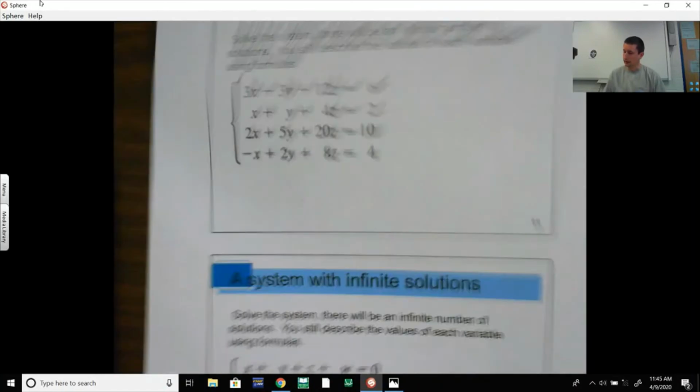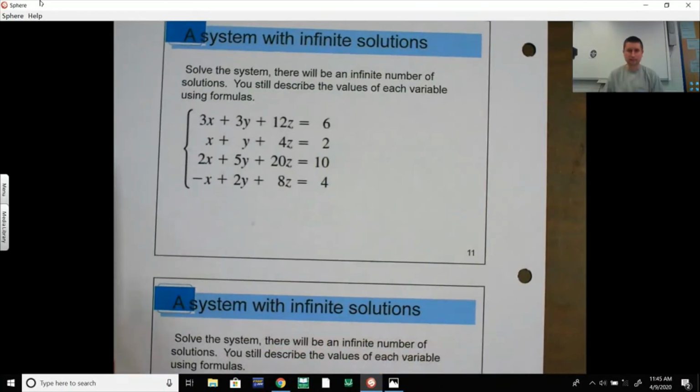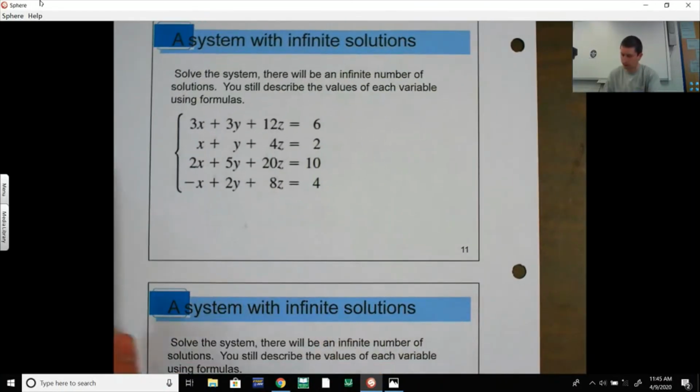Okay. Now, not everything does work out quite so nicely. Okay, so an infinite number of solutions. How do we handle that?